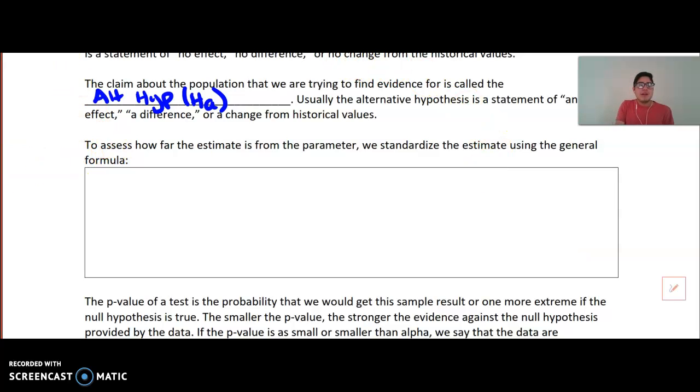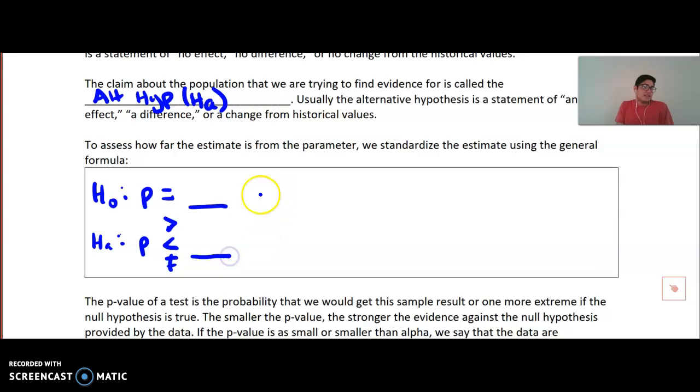So when we write our hypotheses, we generally do this. We say the H0 is in terms of the parameter, P equals a value. And then we say the HA is that P is greater than, less than, or not equal to whatever this estimate is assumed to be about the population parameter. So we do the H0 and we do the HA.